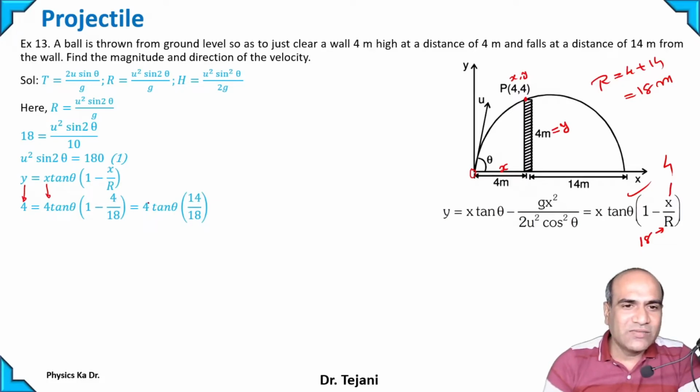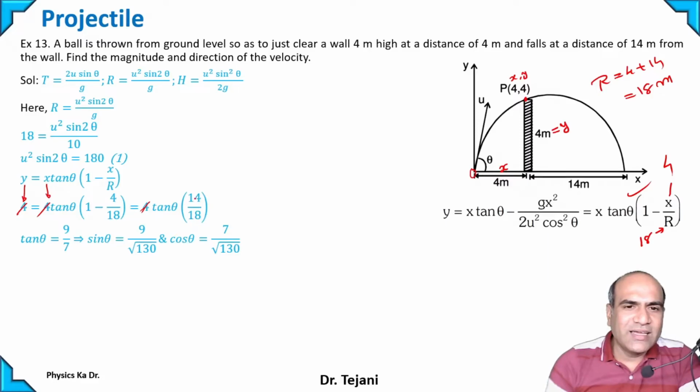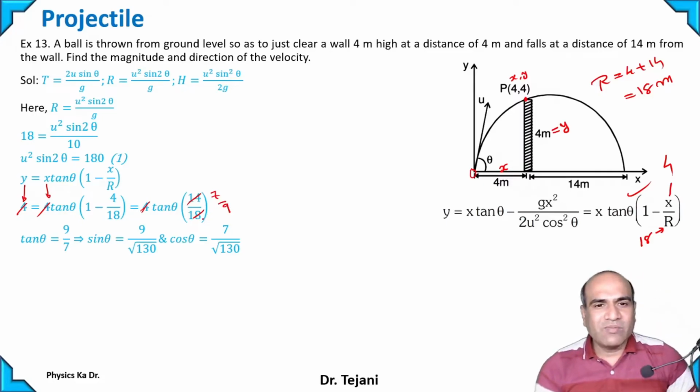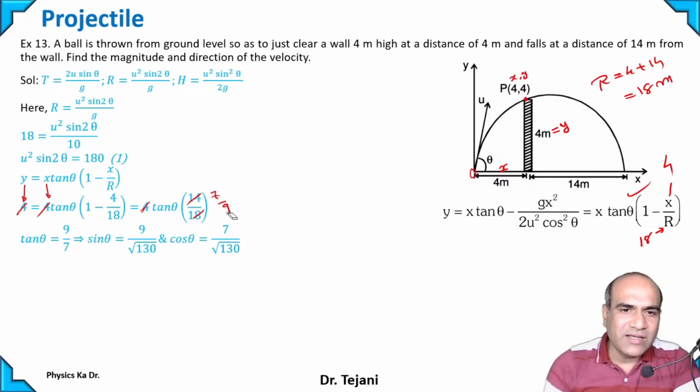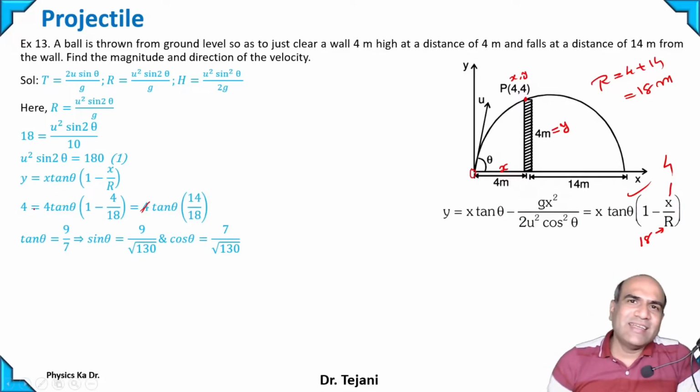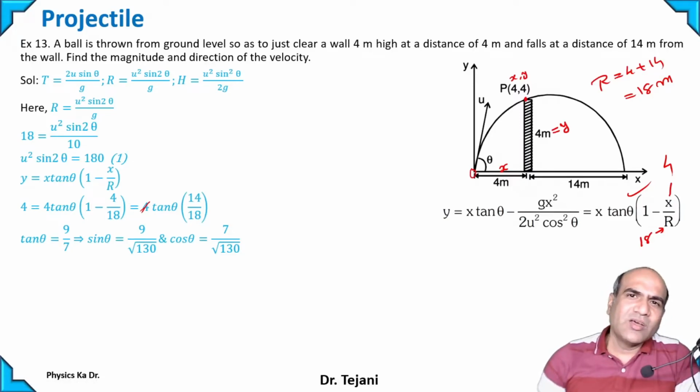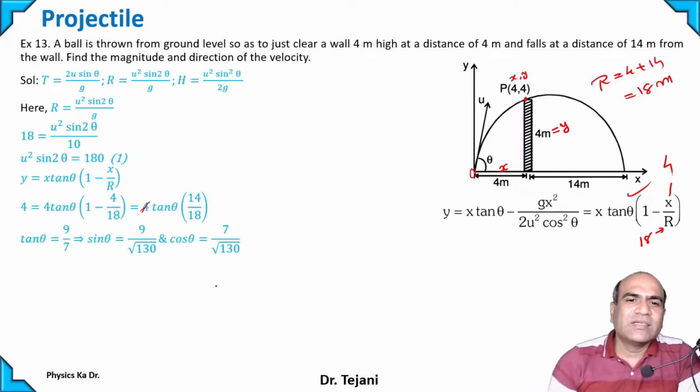So it is 4 tan theta, and you can cancel this 4. You just cancel out, so for tan theta you just divide, and it becomes 9 by 7. You can put the opposite side. So tan theta is equal to 9 by 7, sin theta is equal to 9 divided by root 130, and cos theta is 7 by root 130.